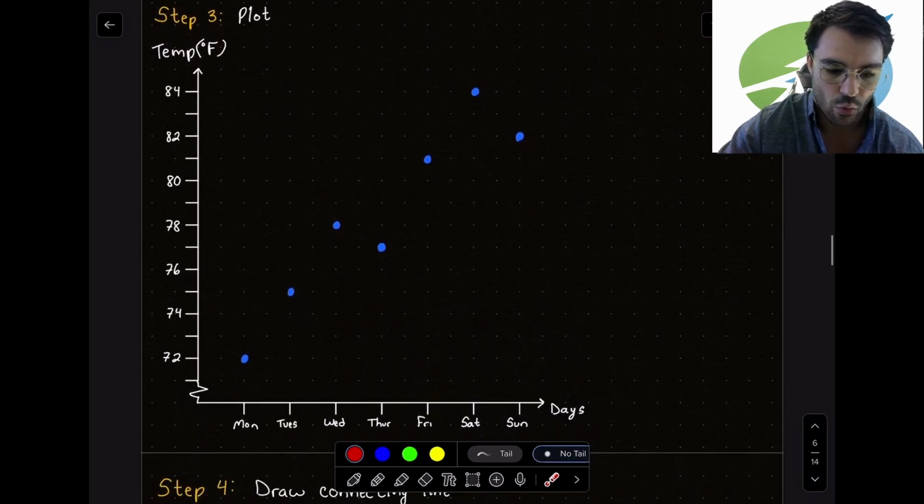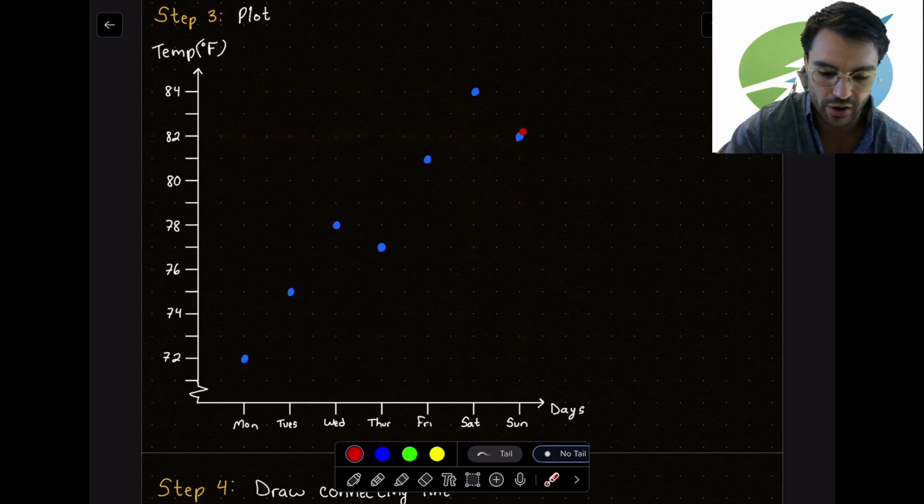Step three, we plot each temperature. Monday was 72. Tuesday was 75. Wednesday, 78. Thursday, 77, Friday 81, Saturday 84, and Sunday is 82. Okay, so each dot coordinates to the day of the week and its recorded temperature.